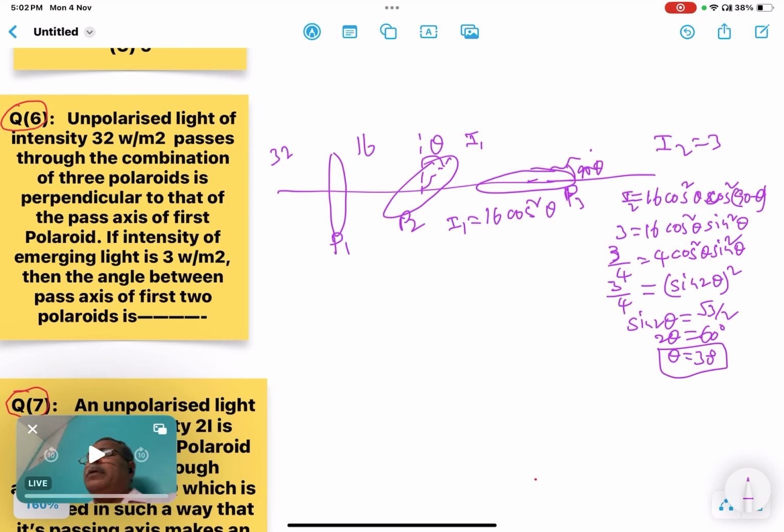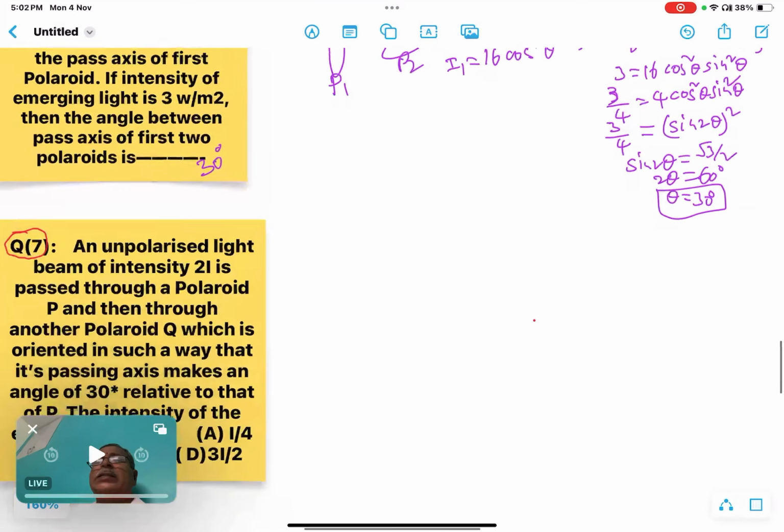My dear NEET aspirants and IIT aspirants, this is the method. Now, very important concepts are Malus's law as well as Brewster's law. 30 degrees is the answer. What he is asking is the angle between the first Polaroid sheet and second Polaroid sheet. That is 30 degrees, we got it.